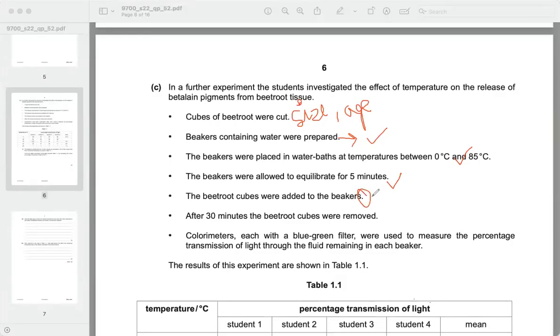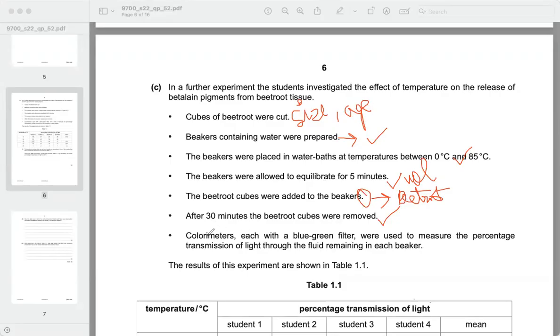Now, when we add the beetroots here, did we make sure that the beetroots were covered with water? Did all of them have the same volume of water? So when we are talking about water here, is it the same volume of water that we put? Did we make sure that our beetroots were covered or not? After 30 minutes, the beetroots were removed.